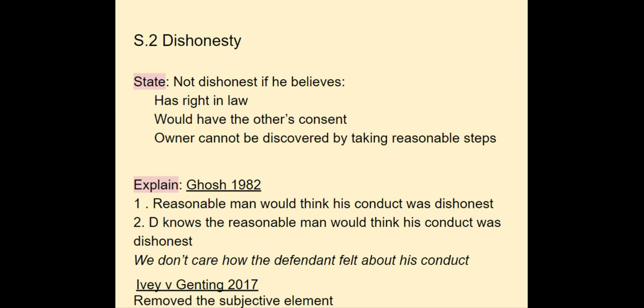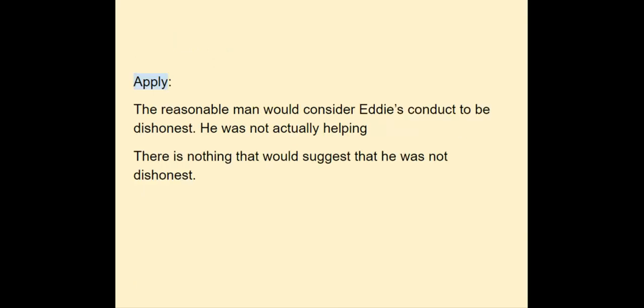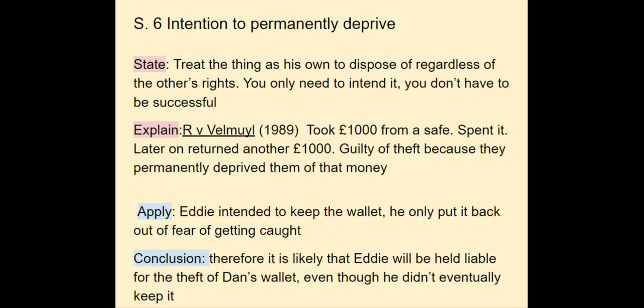We then have to explain what dishonesty is by using the Ghosh test. We know that there's a two-part subjective and objective test. And we know that the case of Ivey and Genting 2017 removes the subjective element. So it purely is, when we look to apply, does the reasonable man think that their conduct would be dishonest? And we can apply by saying, yeah, the reasonable man would consider Eddie's conduct to be dishonest.